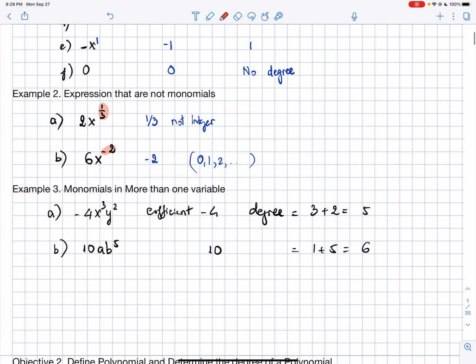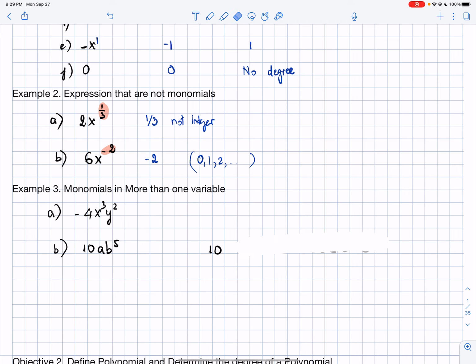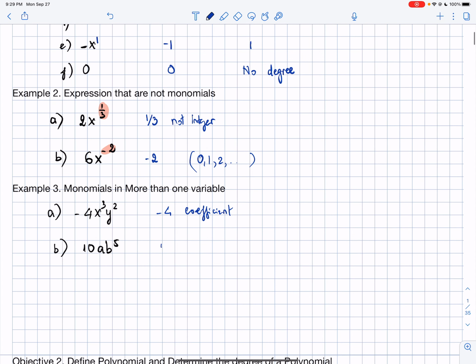Example number 3. This is an example of more than one variable. This is a monomial, but with more than one variable. So -4 is a constant. It's a number. So it is a coefficient. This is a constant, right? But we call it the coefficient by definition. And 10 is also a coefficient.